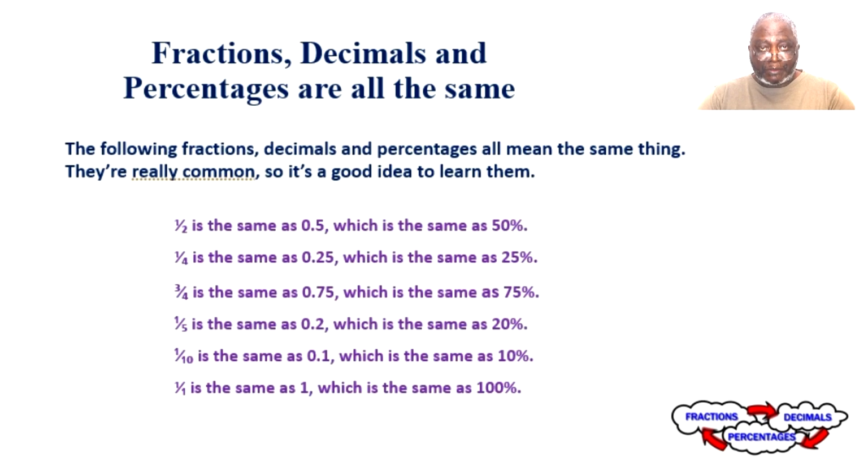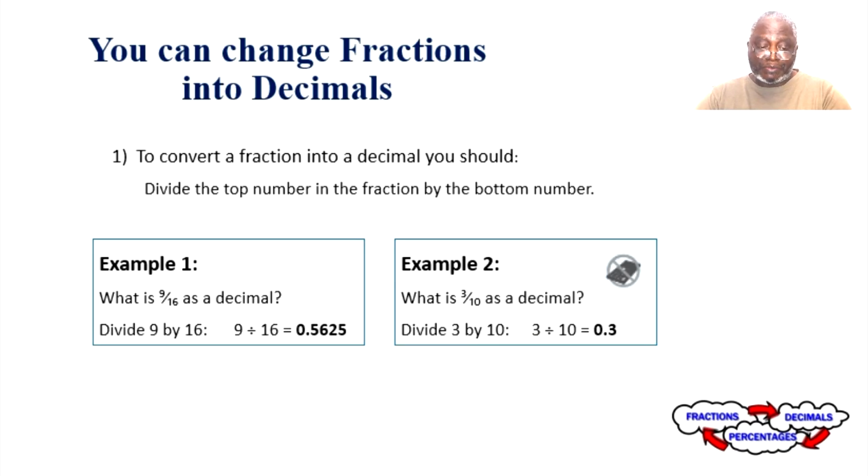1/5 is the same as 0.2, which is the same as 20%. 1/10 is the same as 0.1, which is the same as 10%. 1/1 is the same as 1, which is the same as 100%. You see how they're related? Try to learn these by heart, just like you learned your multiplication table, because when you're working with these units, you have to be able to multiply and divide. They're all related. You can change fractions into decimals.